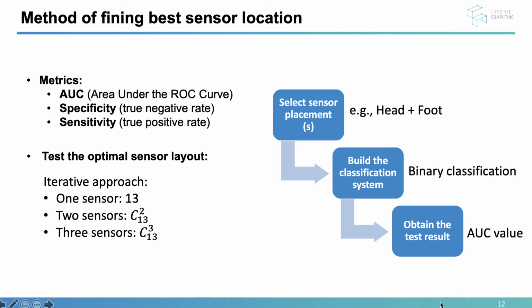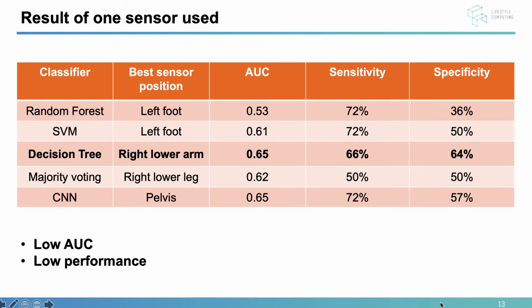Here is the result of using one sensor. As the table shows, using only one sensor cannot reach an acceptable result. The AUC values, sensitivity, and specificity were very low regardless of which classifier was used. This is mainly due to the low-dimensional input data, which lacks effective information to discriminate the patient walking data from the healthy people data.